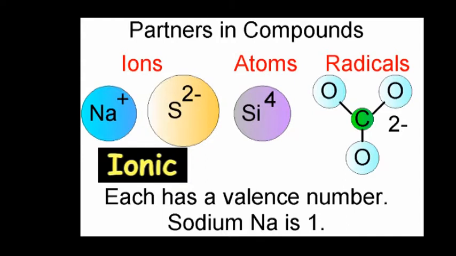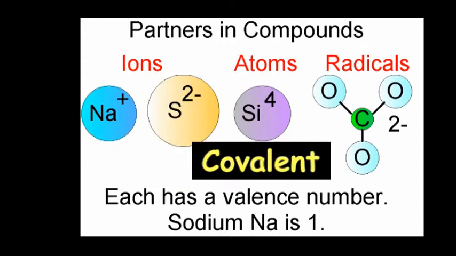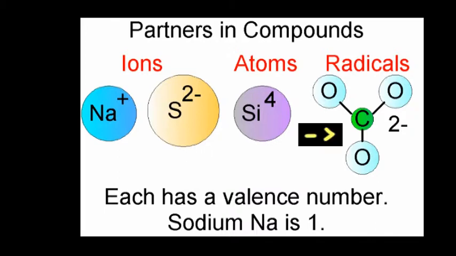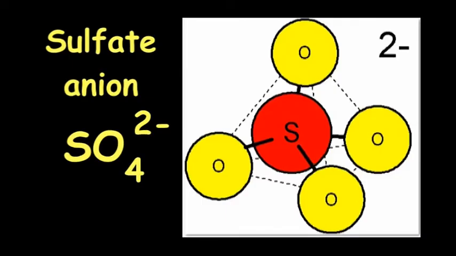The third element has a half-complete outer shell. It prefers to share its electrons with other atoms, forming molecules. On the right is an example of a radical anion. This exotic chemical is one species found in your bones. This is the sulfate ion that old chemistry teachers call the sulfate radical.